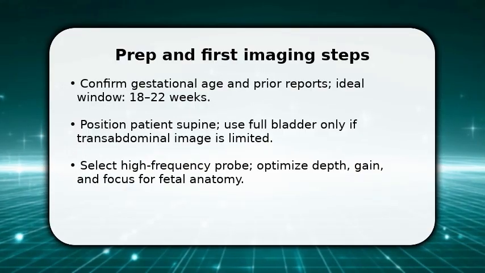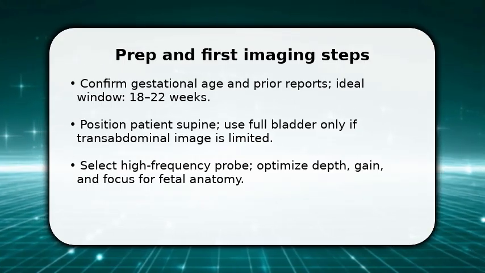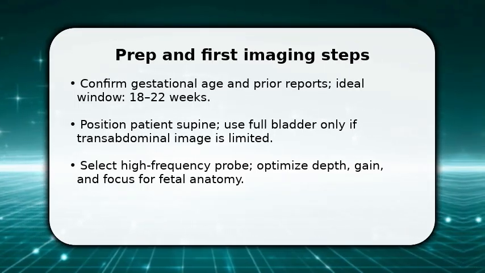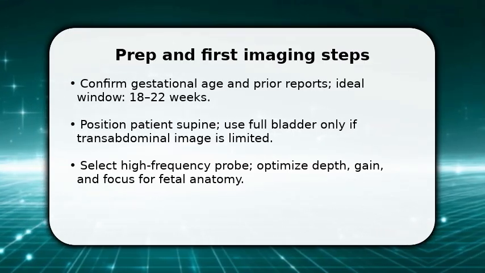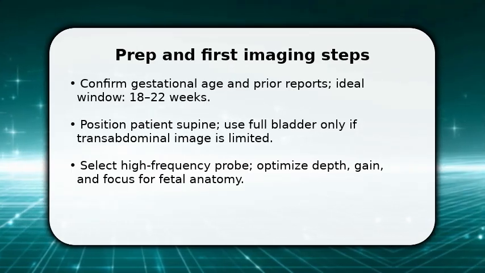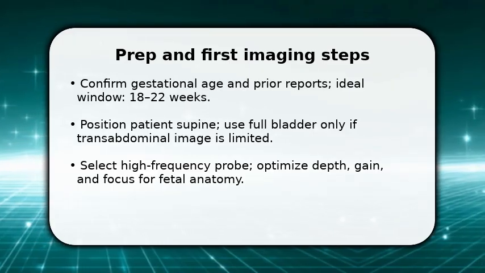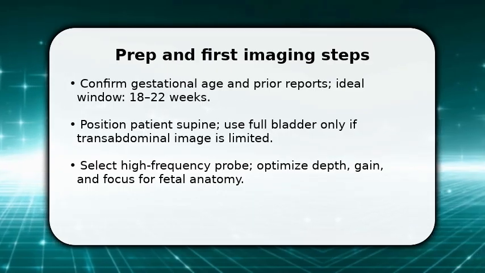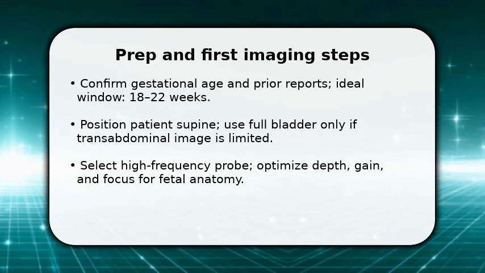You begin immediately by confirming gestational age and prior reports, because timing changes accuracy. Next, position the patient supine and decide if a full bladder or gentle tilt improves visualization. Use a high-frequency probe and quickly optimize depth, gain, and focus so the fetal pelvis and genital region are within the image window. Once done, sweep slowly in transverse and sagittal planes, pausing where anatomy is clearest. Document fetal position and capture stills and cine loops for comparison.